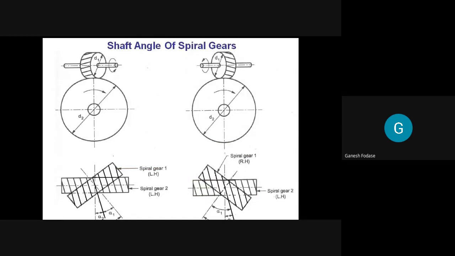Then as we discussed, the spiral gears may be of left hand or right hand. Means the two gears in mesh may be of same hand or opposite hand. So consider case one, when two spiral gears of same hand are in mesh, and the second case, when two spiral gears of opposite hand are in mesh.